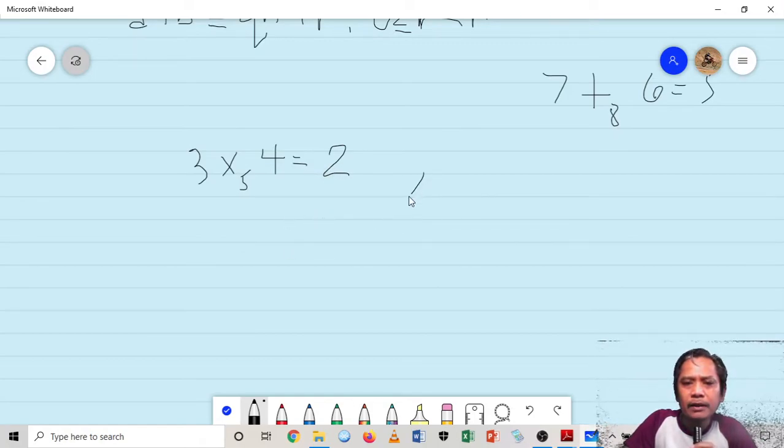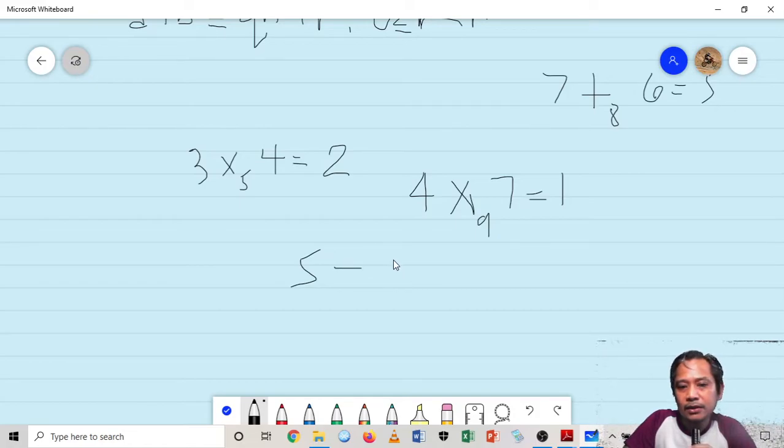Or another example, 4 times 7 modulo 9. 4 times 7 is 28. But in modulo 9, that 28 will just become 1 because the remainder would be 1. Or in subtraction, suppose we have 5 minus 6 modulo 3.